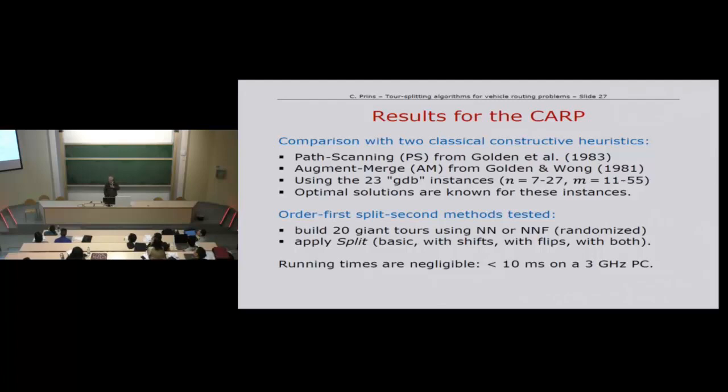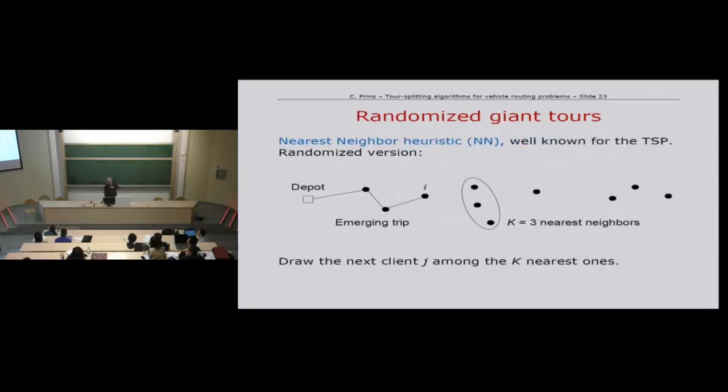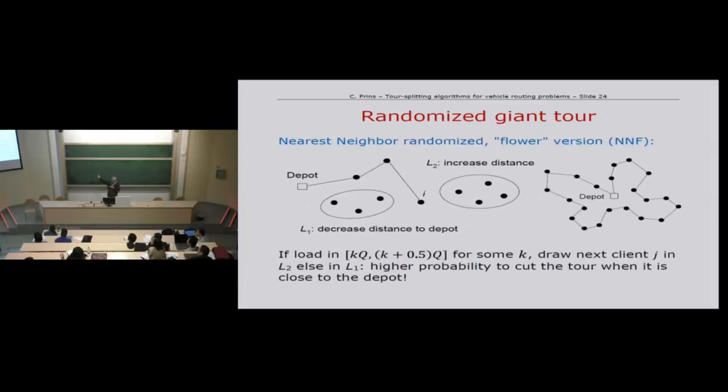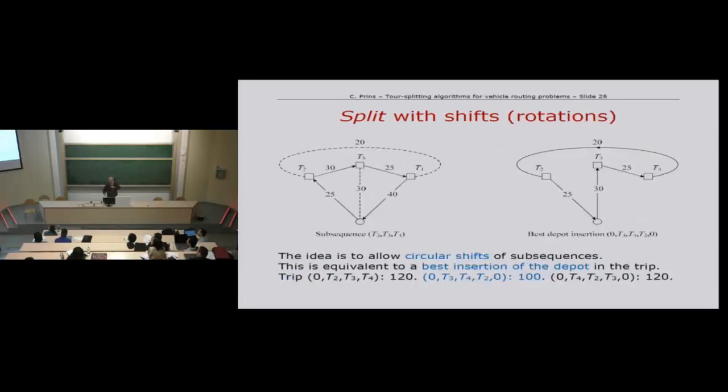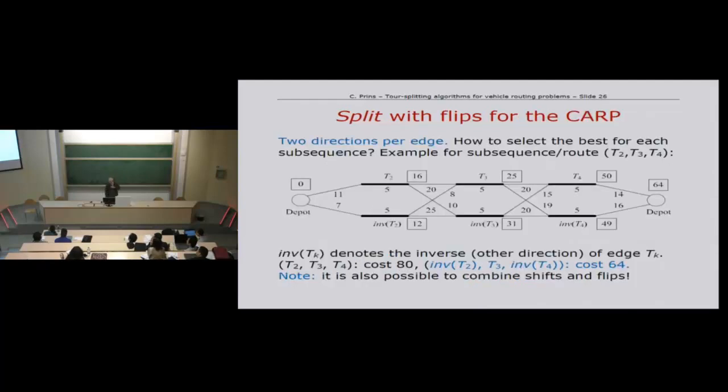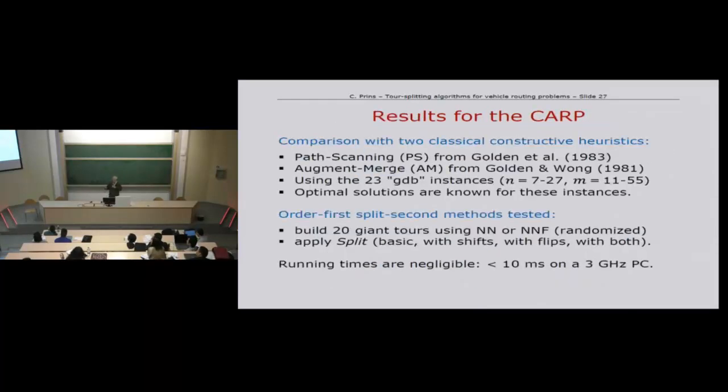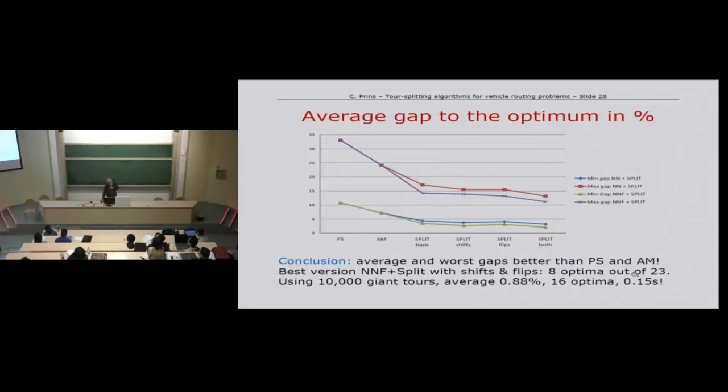So what we do, we randomly generate 20 giant tours, either with this randomized version, NN, nearest neighbor, or this one, NNF, nearest neighbor flower version, and then we cut using the basic split, or the split with shifts, the split with flips, or the split with both, so with shifts and flips. So the running times are absolutely negligible, less than 10 milliseconds on a 3 gigahertz PC. Here is what we obtain.